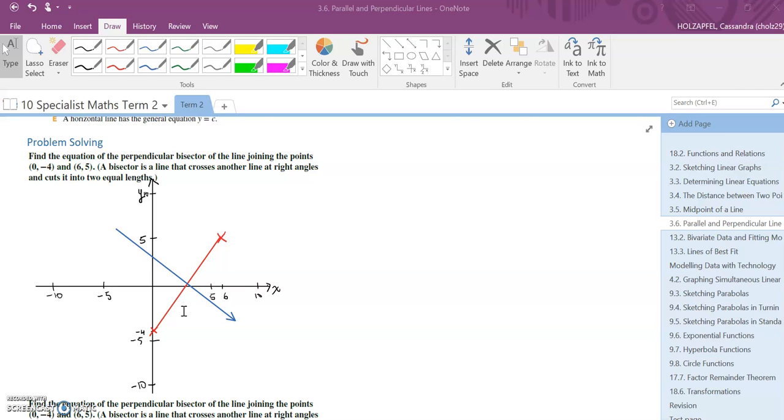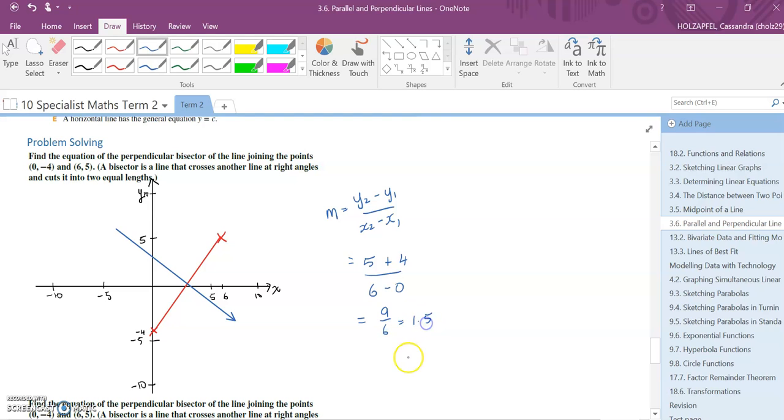So the first thing that I'm going to do is work out the gradient of this little line segment here. We're going to do that using the formula that we've been using for a while now. So the gradient of the line is going to be the difference between our y points divided by the difference between our x points. Let's substitute that in. So I'm going to call this my x2, my y2, and this is going to be my x1 and my y1. So it's going to be 5 take away -4, and then 6 take away 0. So that's going to be 9/6, which is going to be 1.5.